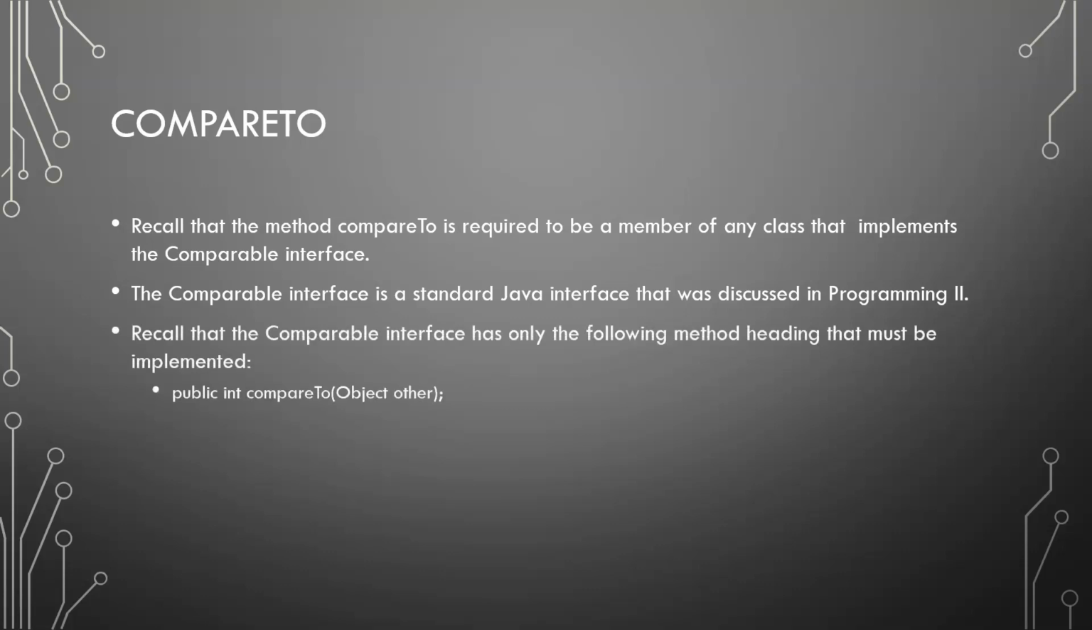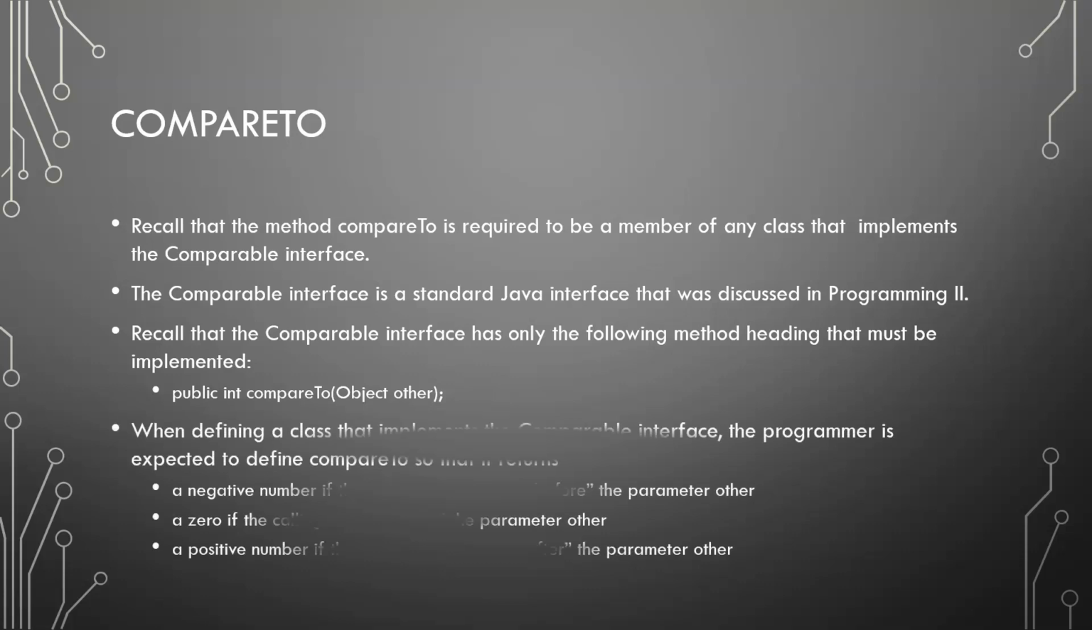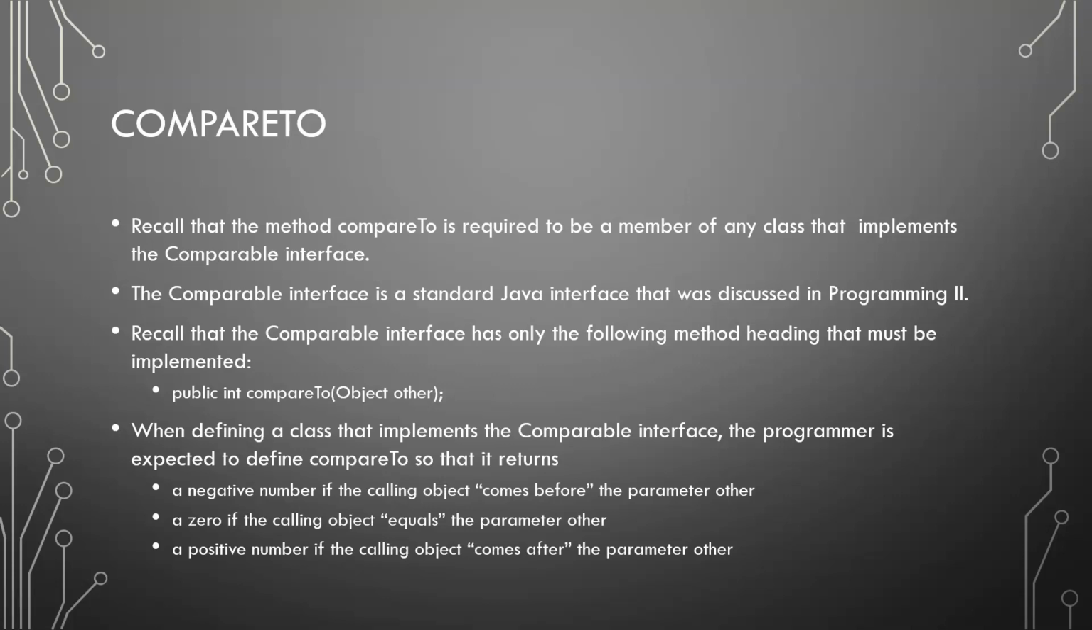Recall that the Comparable interface has only the following method heading that must be implemented: public int compareTo(Object other). When defining a class that implements the Comparable interface, the programmer is expected to define compareTo so that it will return one of three things: a negative number if the calling object comes before the parameter, a 0 if it equals the parameter, and a positive number if the calling object comes after the parameter.